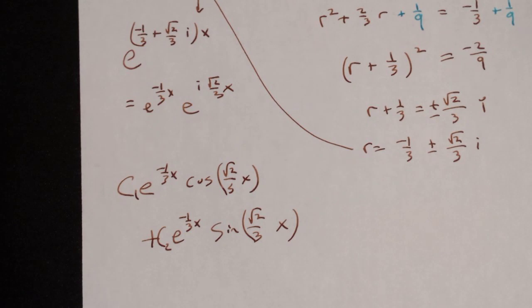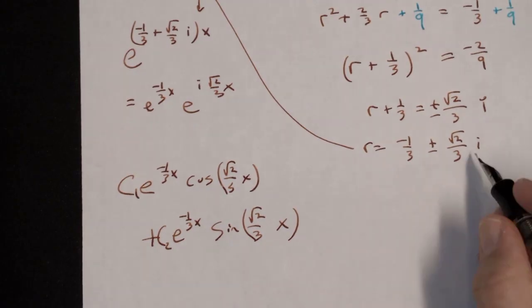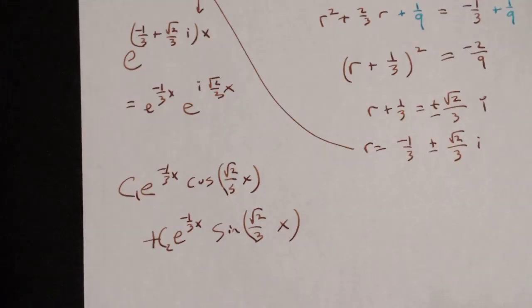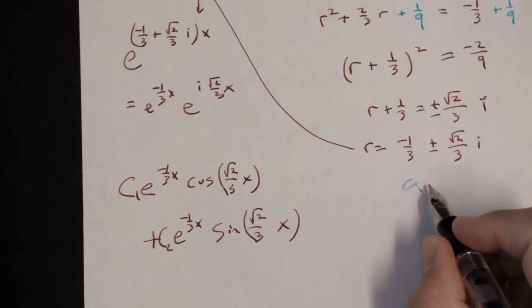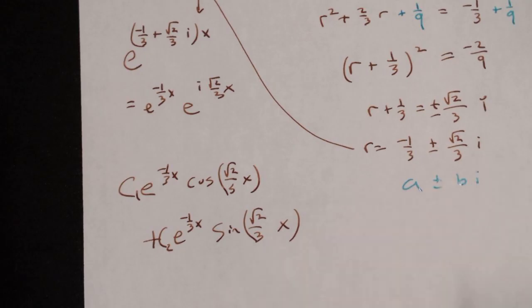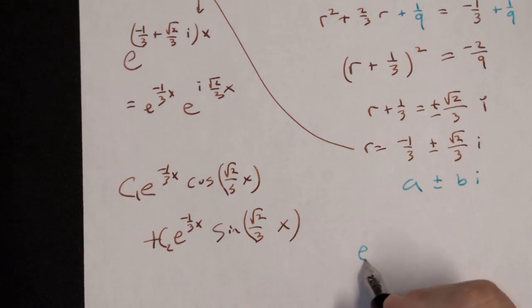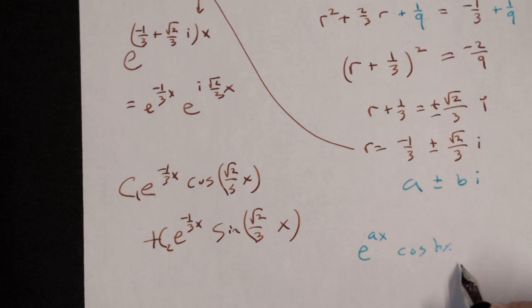When I think of a complex number, I think of the 2 pieces, the part that has the i and the part that doesn't, as separate. I'm going to call them a and b. So every complex number looks like a plus or minus bi. When we have a complex number, we're going to get e to the ax cosine bx and e to the ax sine bx.